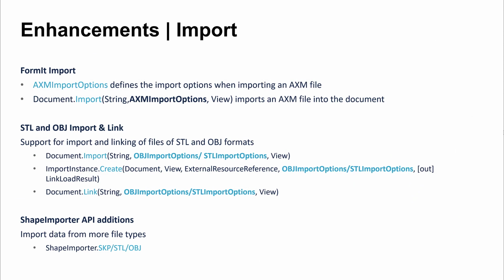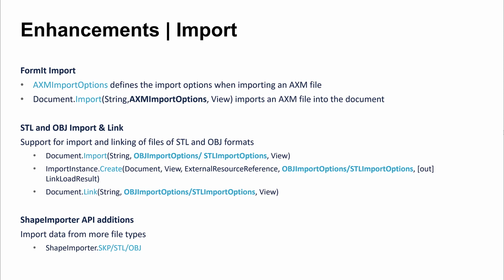The other thing is we have been doing a lot of our import code in a more generic manner. So a lot of the time when we fix something for one type, specifically an AXM file, we actually get the same benefits in others. But in this case, what we actually have now is the ability to control a format import using AXM import options. And then we actually have the ability to call import on an AXM file from the document. We also now support importing of STL and OBJ imports and links.